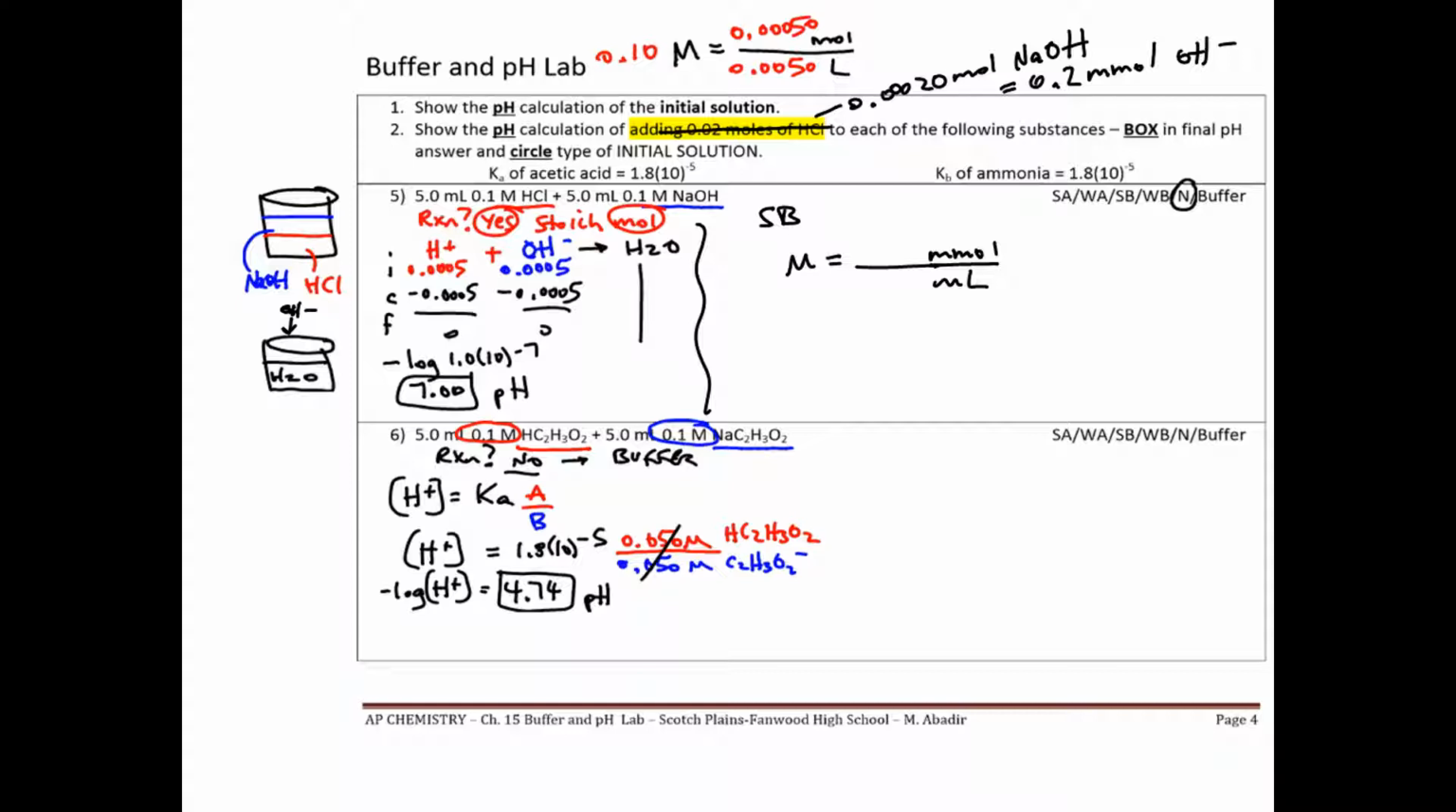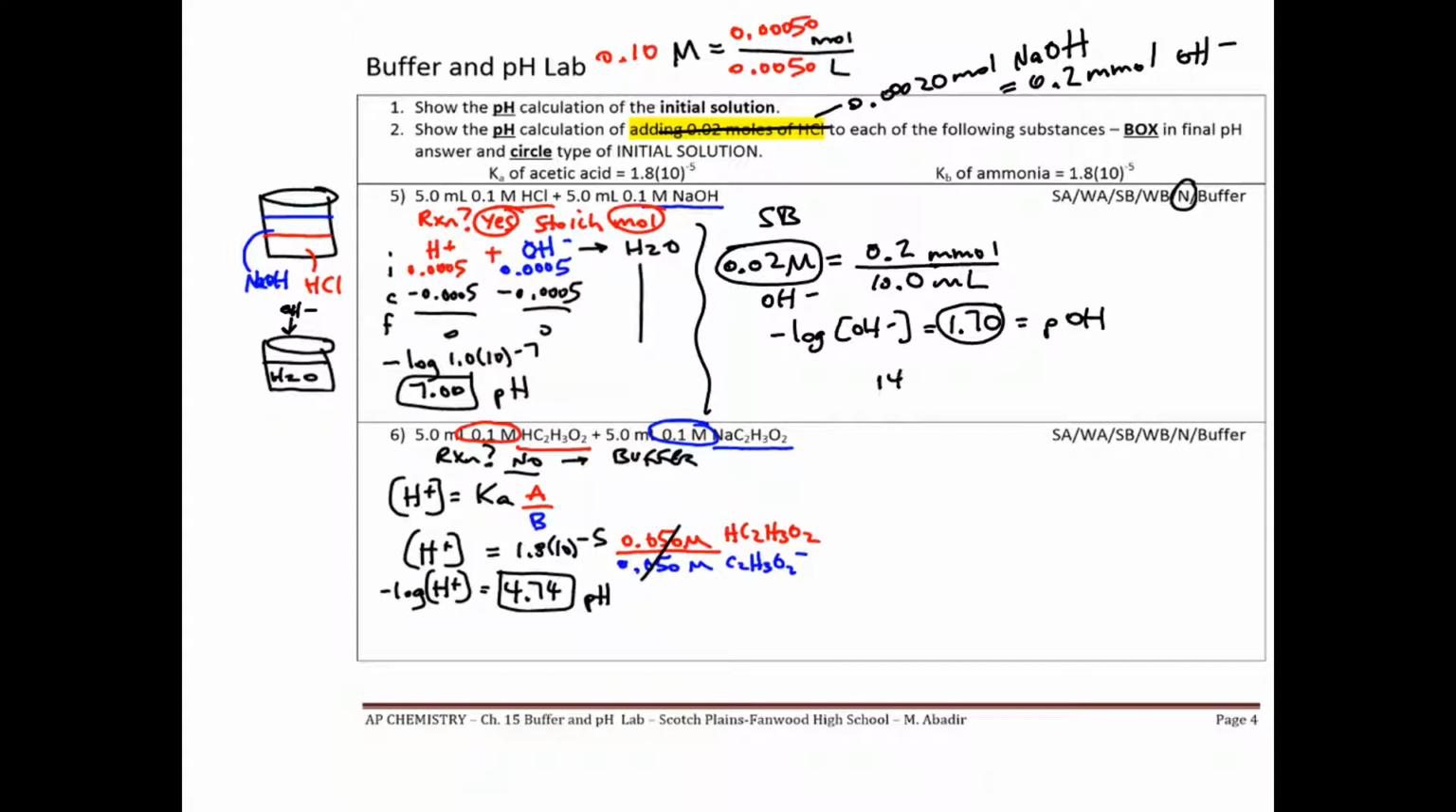So we're going to copy down our millimoles, which was 0.2. We're going to copy down our milliliters, which is 10. That gives us a molarity of 0.02. And remember, this is the molarity of the OH minus. So you need to take the negative log of OH minus, which will give you 1.70, which equals the pOH.